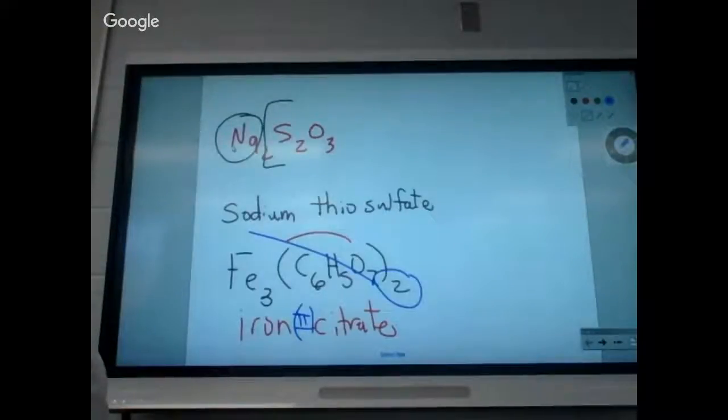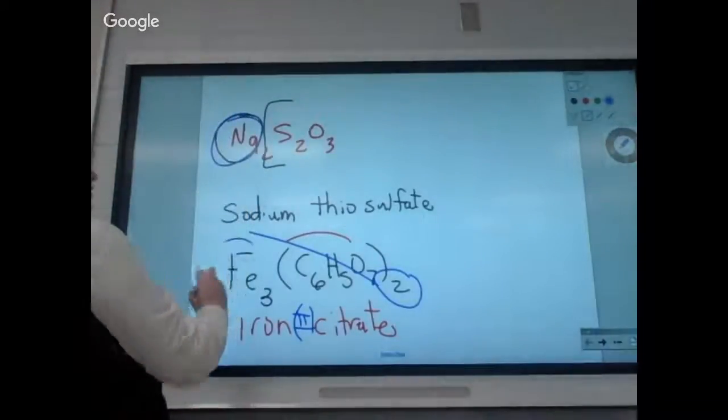Isn't it because it goes with the second thing? What is this element right here and this element right there?